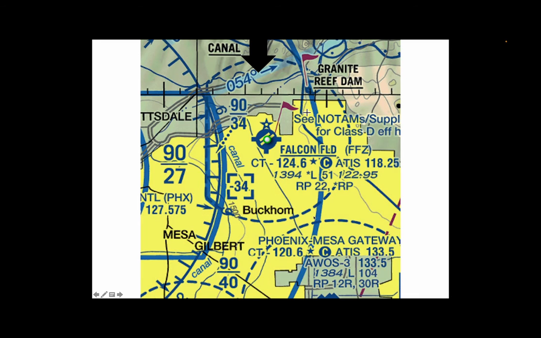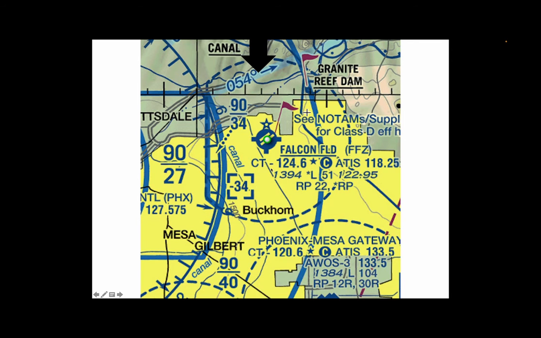Now you'll notice we've also got these solid blue lines here. That's going to be our Class B airspace from a different airport. Looks like Phoenix Airport off on the left. But right here, our controlled airspace at the ground is going to be Class D airspace. So we'll have Class D airspace from the ground to how high?